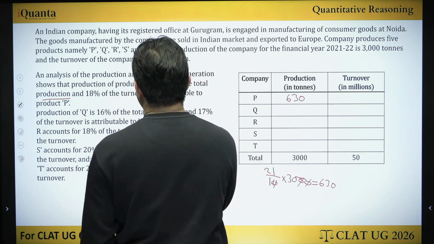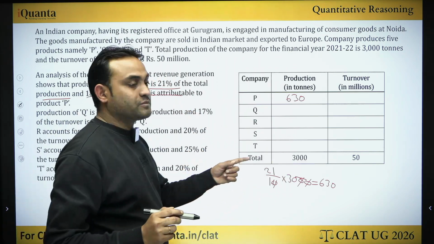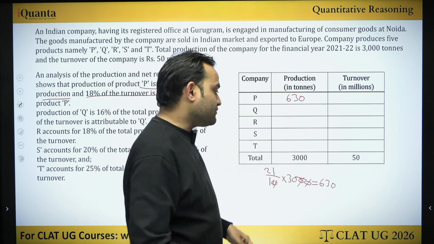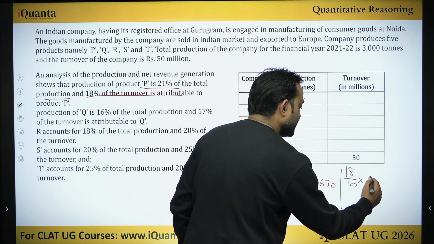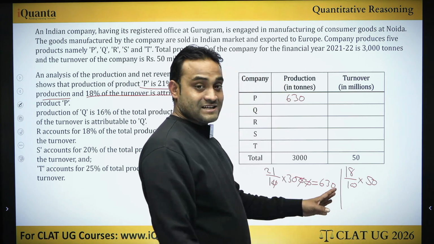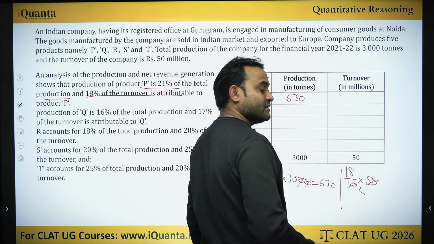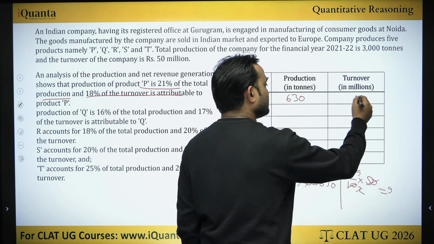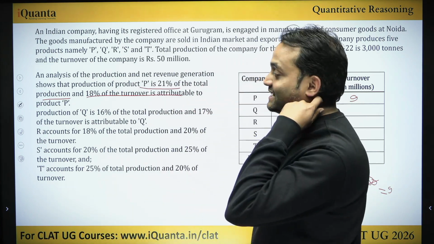And 18% of the turnover is attributed to product P. 18% of 50. So what will be 18% of 50? So 18 by 100 into 50. Now see, in this case, I can also write it as 50 divided by 100 by 2, and this will become 9. So this will be 9 millions or 90 lakhs.